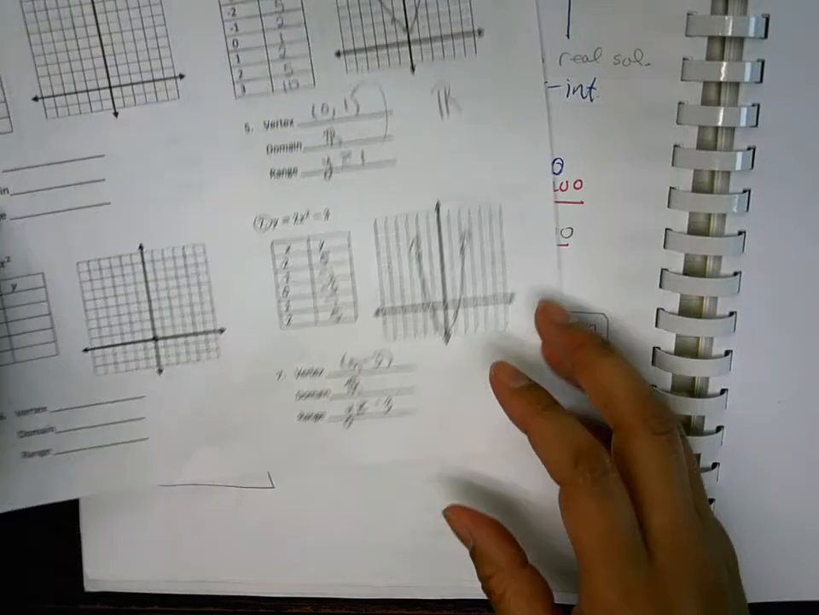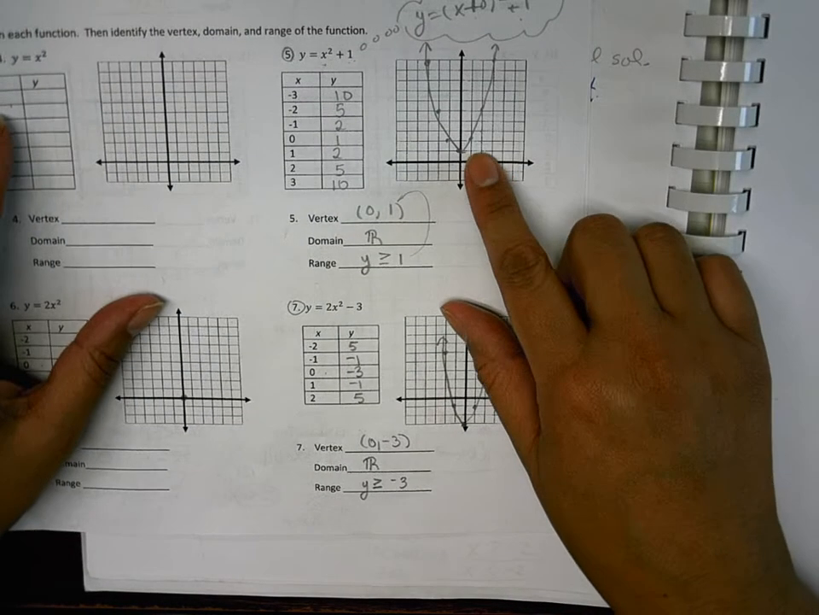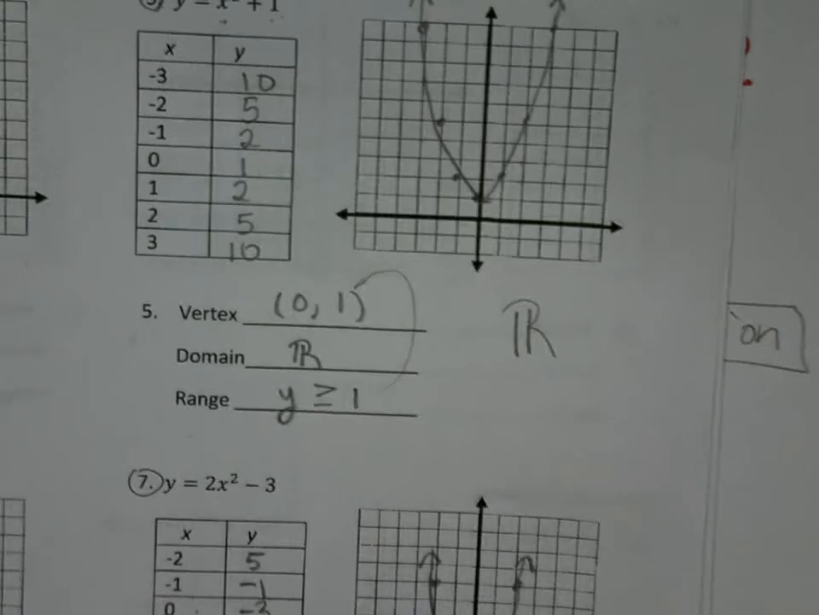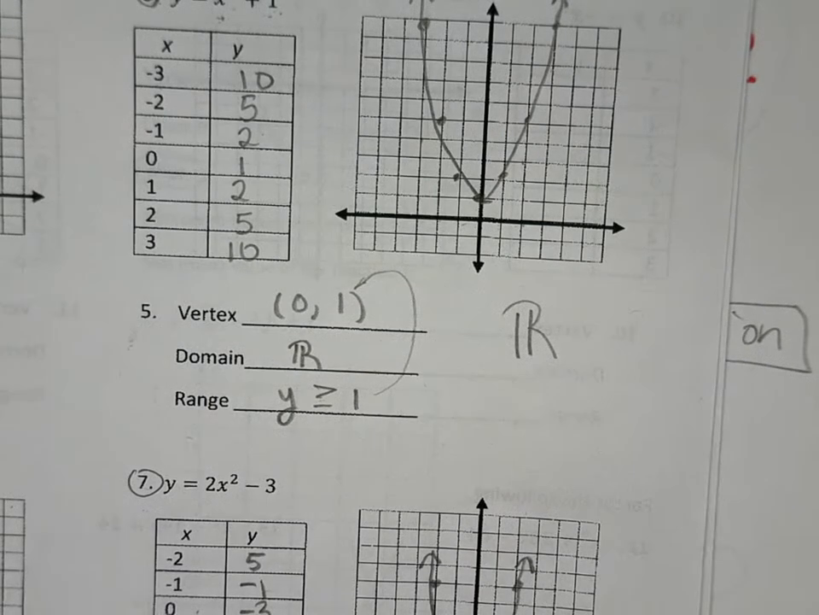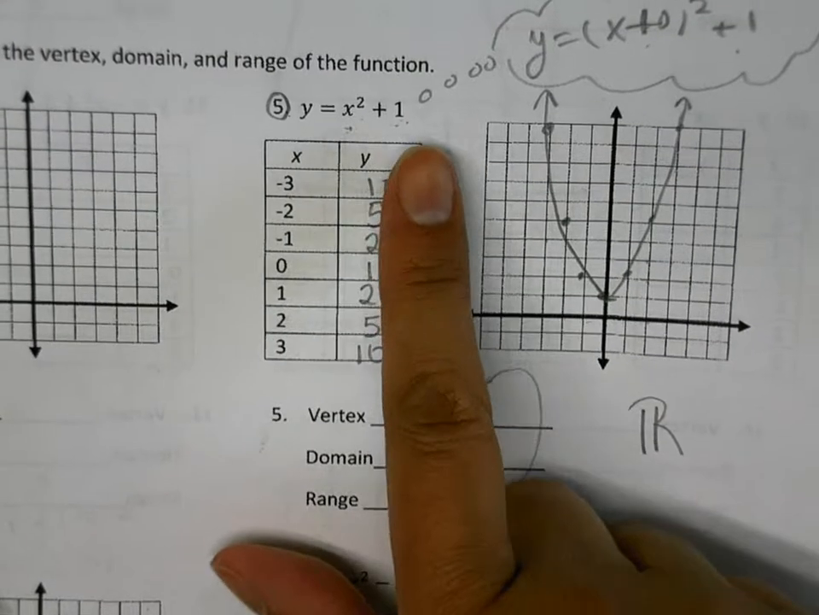This is a graph we did earlier on. Do you see how this graph here has no x-intercepts? Can you guys see that? It's been shifted up 1. Is that graph ever going to touch the x-axis? No.